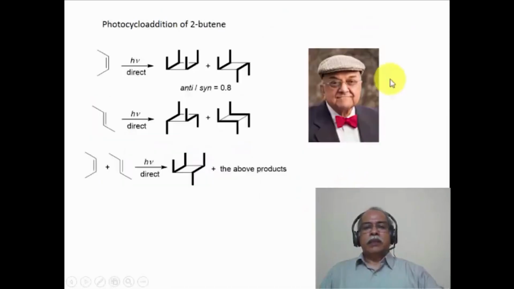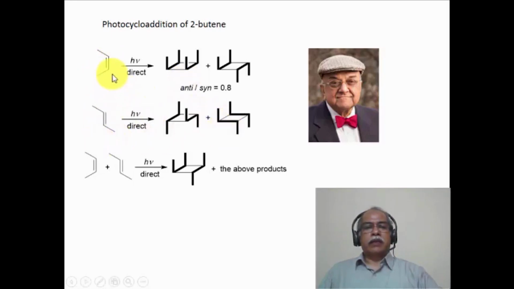Now, this gentleman here is Professor R. Srinivasan, who worked at IBM, and he was responsible for the investigation of the cycloaddition reactions of cis-2-butene, trans-2-butene and so on. What he found out was when the reaction is carried out at low temperature, remember these are gaseous molecules and they also absorb in the vacuum ultraviolet region. So these are extremely difficult experiments to do.